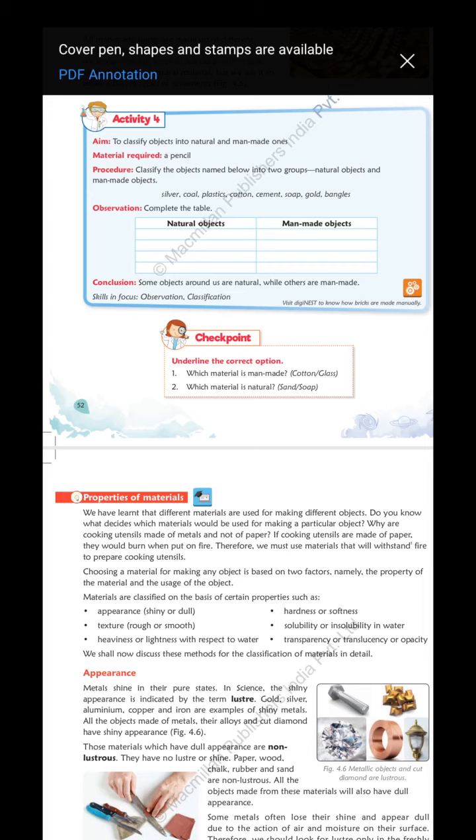Copper, gold and silver are natural things. These all are natural only. And steel we are getting by adding metals. Brass and bronze also we are making by adding. Those are man-made. Plastic is man-made. Bangles, how are we getting them? By using gold and some other metals we are making bangles. And glass is also man-made. By sand only we are getting glass.